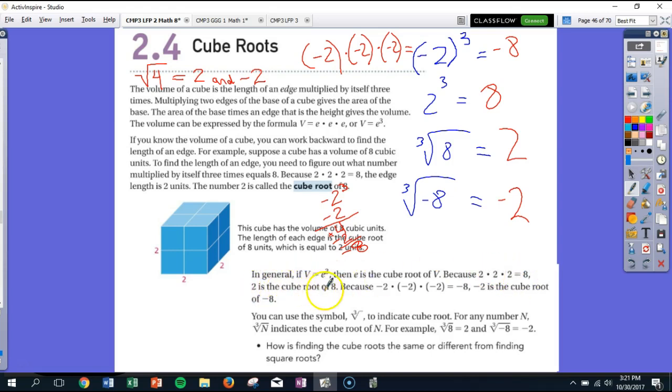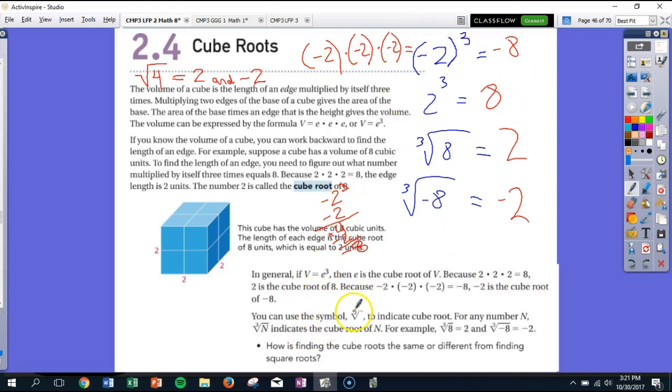2 is the cube root of 8. Okay, the root, the base of coming up with 8, if we need to find a cube root value. Because -2 times -2 times -2 equals -8, -2 is a cube root of -8, as we showed up here.